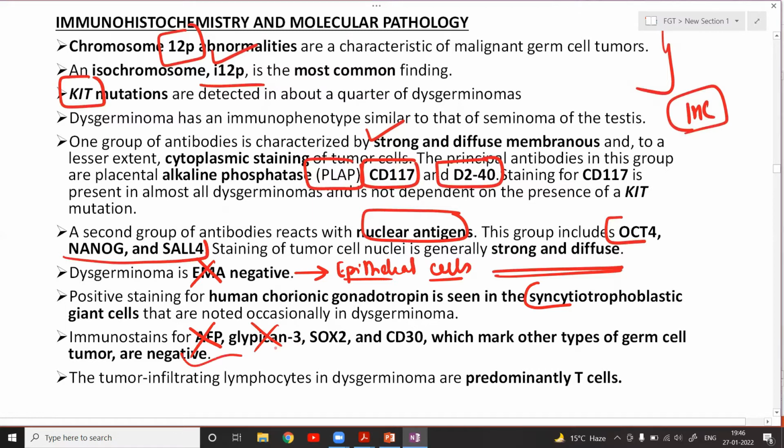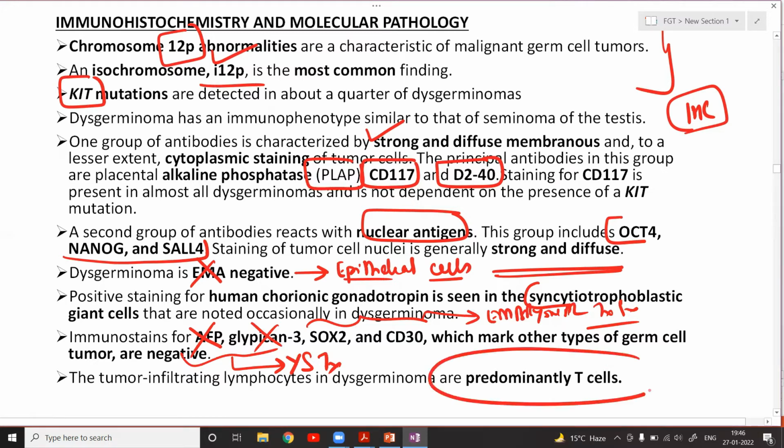Why am I doing this stain? Because alpha fetoprotein and glypican 3 are positive in yolk sac tumor, whereas SOX2 and CD30 are positive in embryonal tumor. So in a panel, when you are suspecting a germ cell tumor, you can include these markers so as to exclude other germ cell tumors like the yolk sac tumor and embryonal tumor. Okay, and the tumor infiltrating lymphocytes are predominantly T cells.